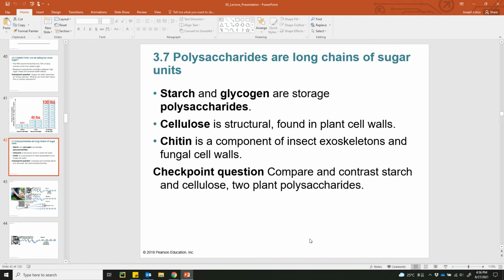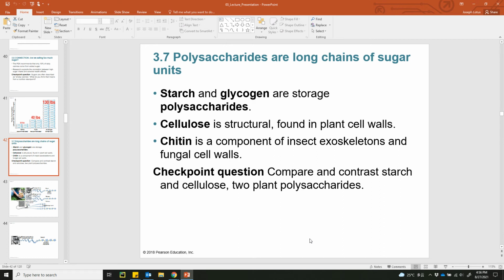Let's move on. So what's a polysaccharide? Well, poly means many, so polysaccharide, many sugars, and these are long chains of sugar. So for example, starch and glycogen. These are two different polysaccharides. Starch is an energy storage polysaccharide found in plants. Glycogen is an energy storage polysaccharide found in animals.